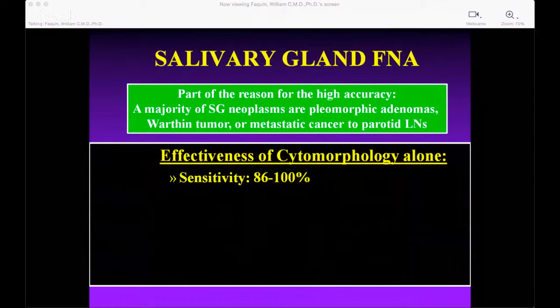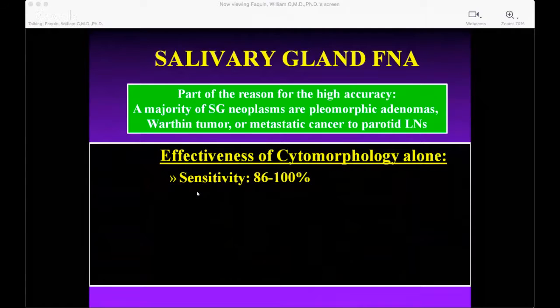So what about the effectiveness of salivary gland FNA? Overall, it's got a pretty good accuracy. Part of the reason for the high accuracy of salivary gland FNA is that a majority of the salivary gland neoplasms come from the parotid gland, where many of them are pleomorphic adenomas and Warthin's tumor, and also many of the malignant ones are metastatic cancer to intraparotid and periparotid lymph nodes. And we do a great job on FNA at making a definitive classification of these tumors.